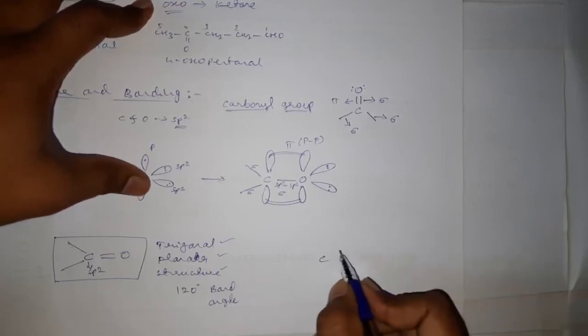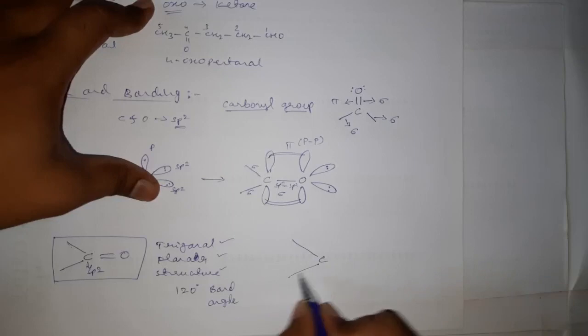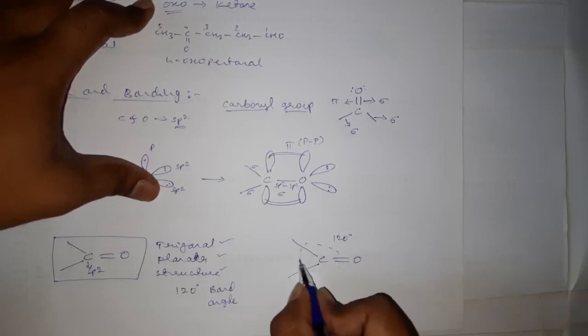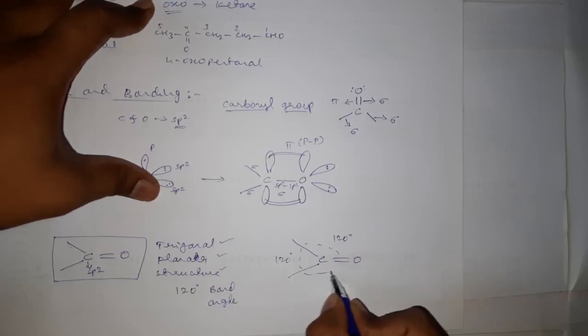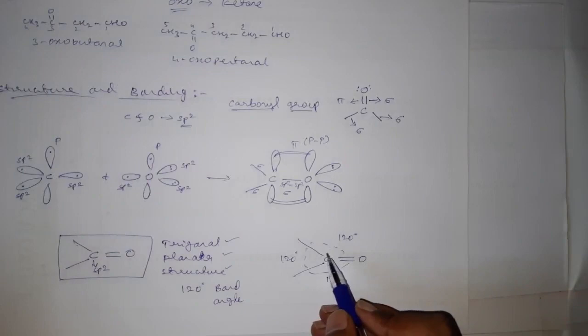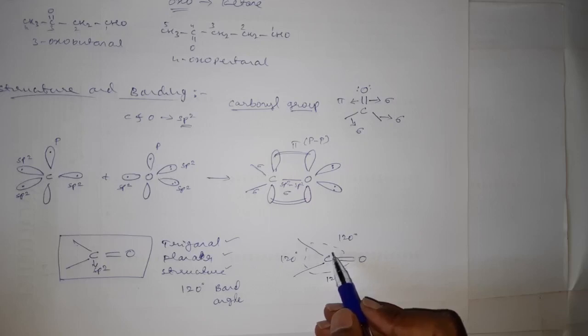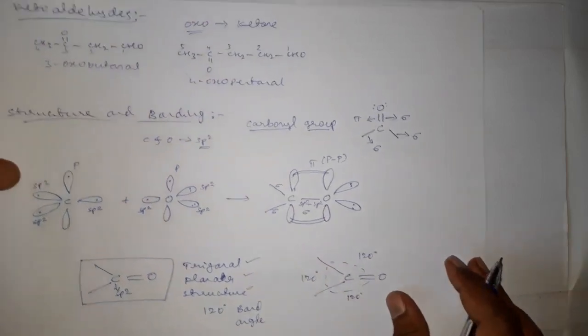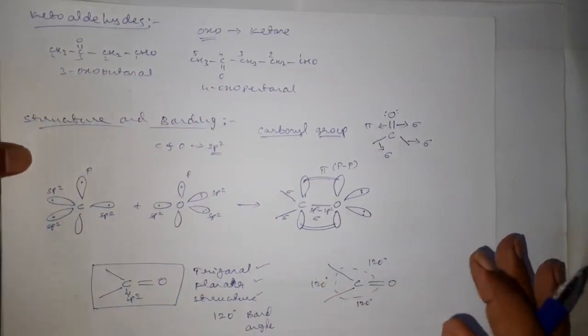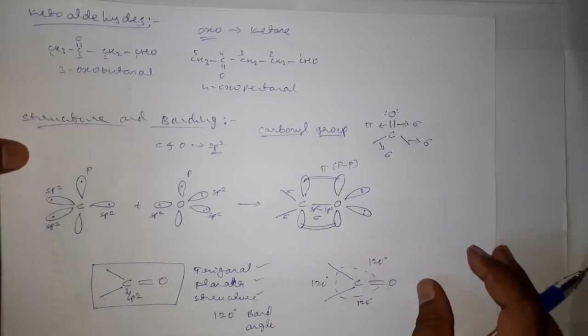See, we can represent it like this one: 120 degrees, 120 degrees, 120 degrees. It means the bonds which are present in a carbonyl group of an aldehyde and ketone have a bond angle of 120 degrees with each other. Okay, this is all about the structure and bonding of aldehydes and ketones.